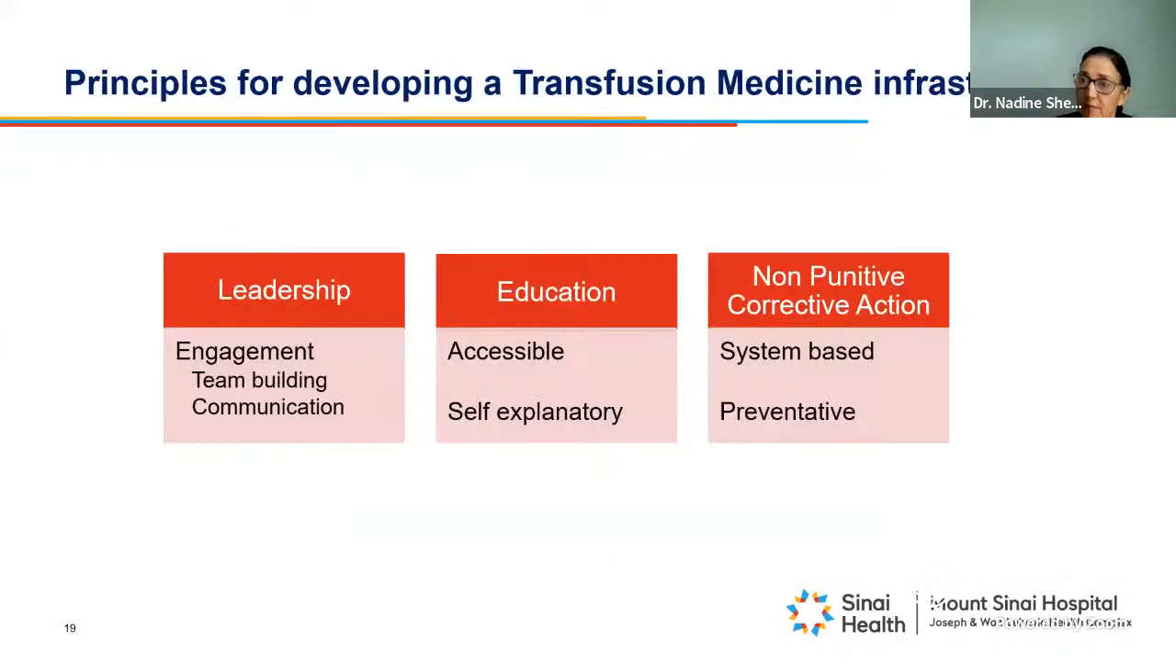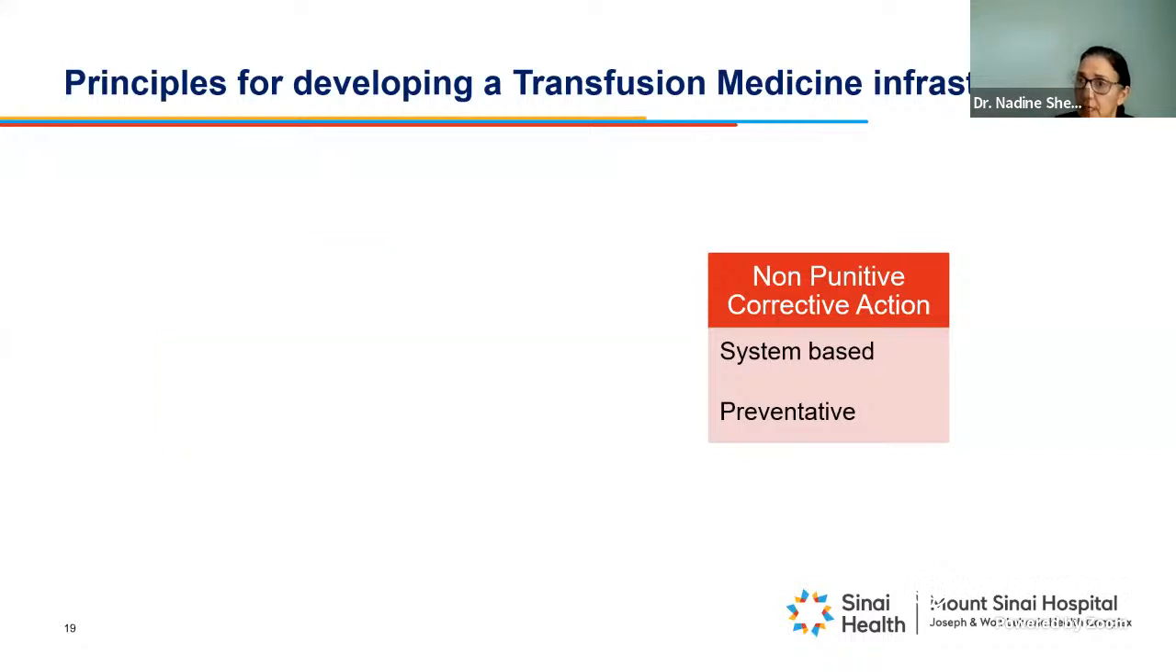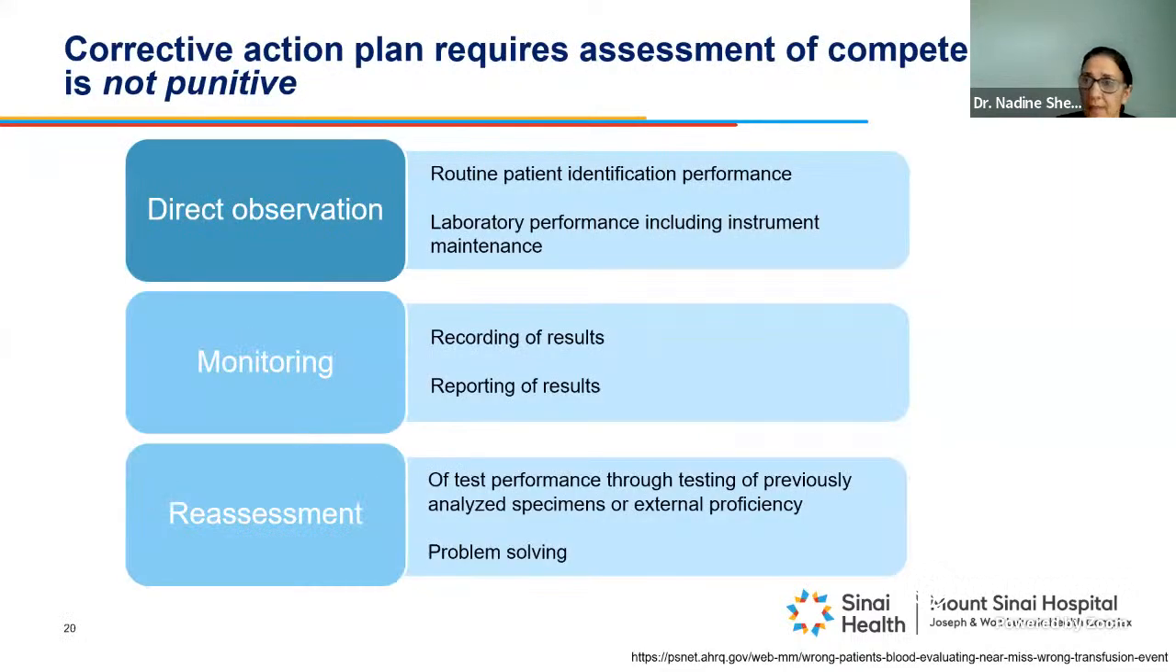So I discussed from my perspective that there are 3 principles for developing a transfusion medicine infrastructure: leadership, education, and the last to discuss is really corrective action when an error does occur. Corrective actions, and I will emphasize this, really should not be punitive. It is a system problem, not an individual problem. And that corrective action plan requires assessment by direct observation, monitoring, and reassessment.